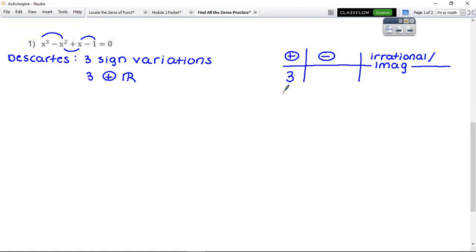Now, what is the degree of this polynomial? 3. So isn't that all of them? So this I'm going to write 0, and this I'm going to write 0. Now what I do is I immediately take these 3 and I subtract 2 from this, which means I could also have 1 positive real. Okay. And right now, that is all you know. So I'm going to stop and I'm going to plug in my negative x now.